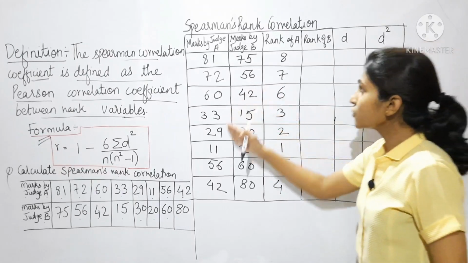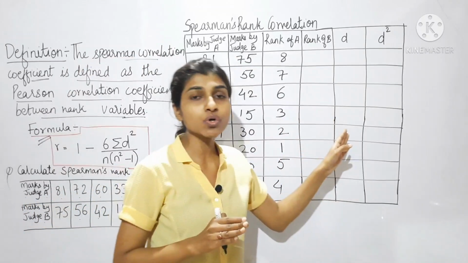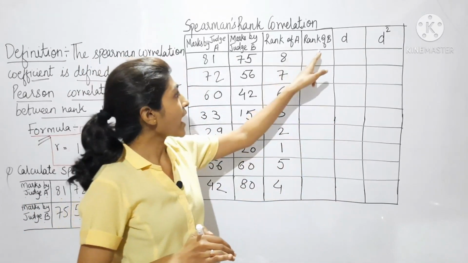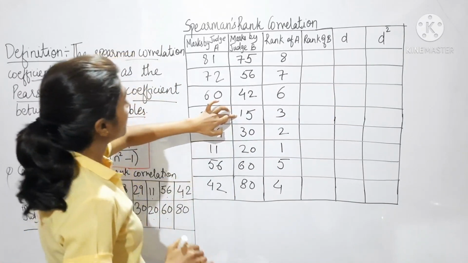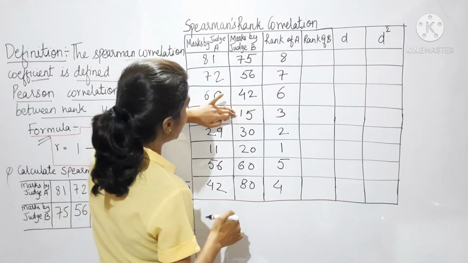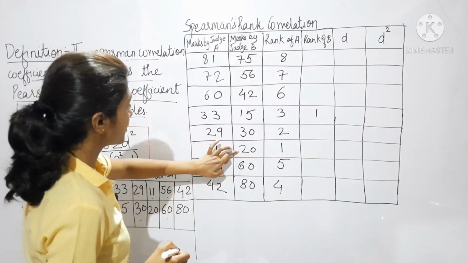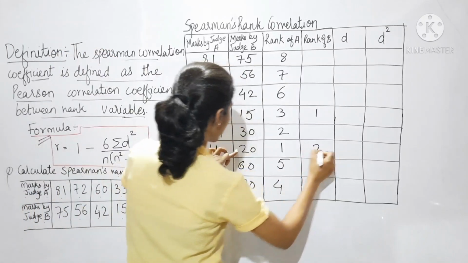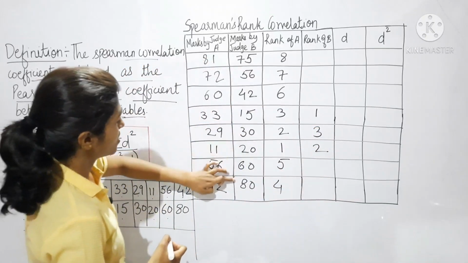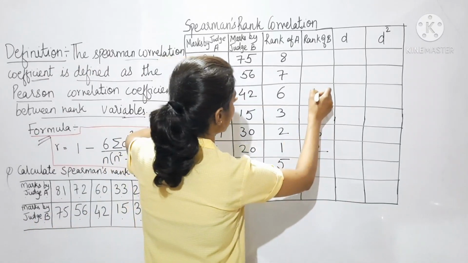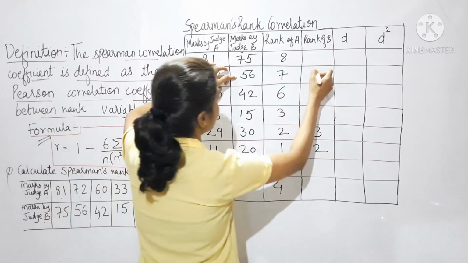Whichever method you applied for the marks of judge A, the same method you are going to use for the rank of judge B. So which is the smallest number in the marks by judge B? 15, rank 1. After 15, 20, rank 2. 30, rank 3. 42, rank 4. After 42, 56.